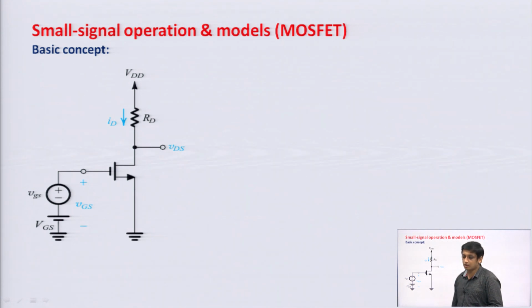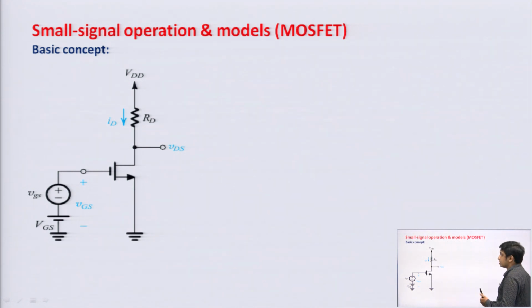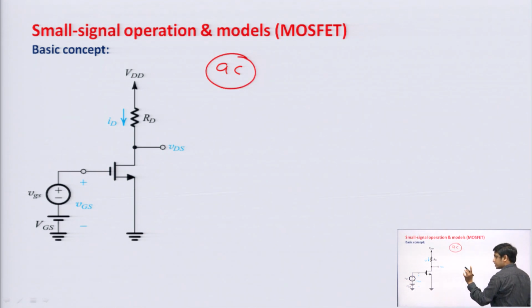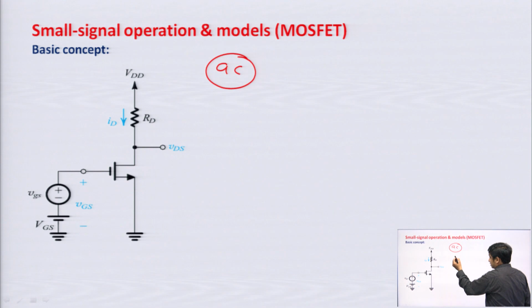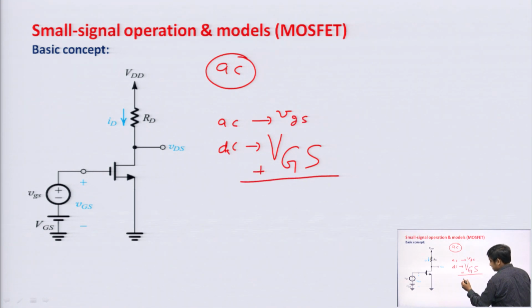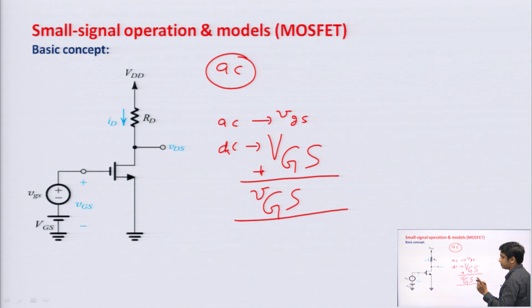So, starting with the small signal operation and models. As I have discussed in lecture 4 also, this small signal is nothing but your small AC signal first of all, and the notations are very clear. There are two elements, one is AC and another one is DC, fine. So, this DC is capital V, capital G, capital S. This is your gate to source voltage. This AC is small v, small g, small s, and the summation of this AC plus DC is small v, capital G, capital S. So, this is the notation which we are going to follow.